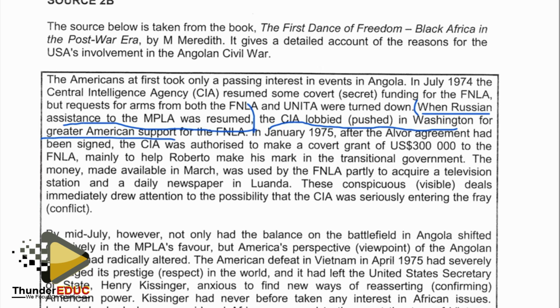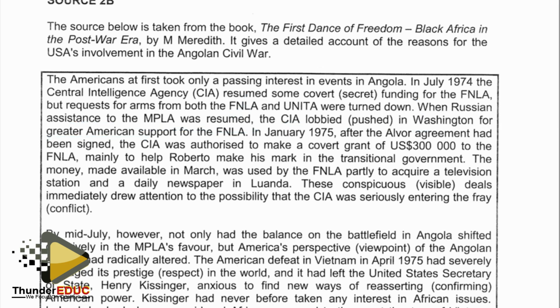The CIA lobbied for support from America after they saw that Russia was now giving assistance to the MPLA. When Russia resumed its help to the MPLA, that is when they felt America was supposed to act and get involved with the FNLA, to assist its side of capitalism, because Russia was now assisting its side of communism. So the response is here: when Russian assistance to the MPLA was resumed. That is where we get our response. It's an extraction question from the source. Right, we move on to the next question.